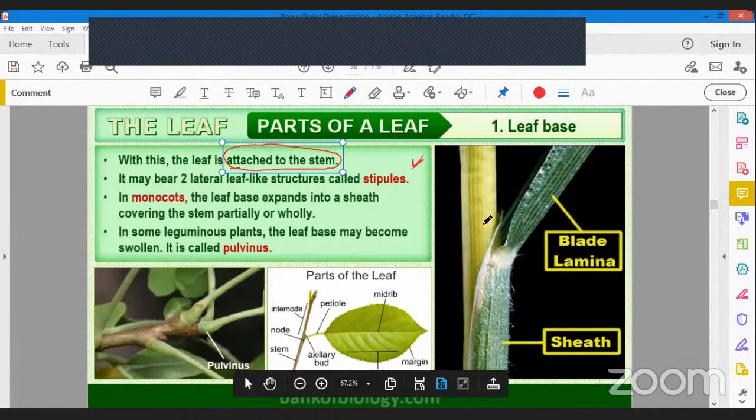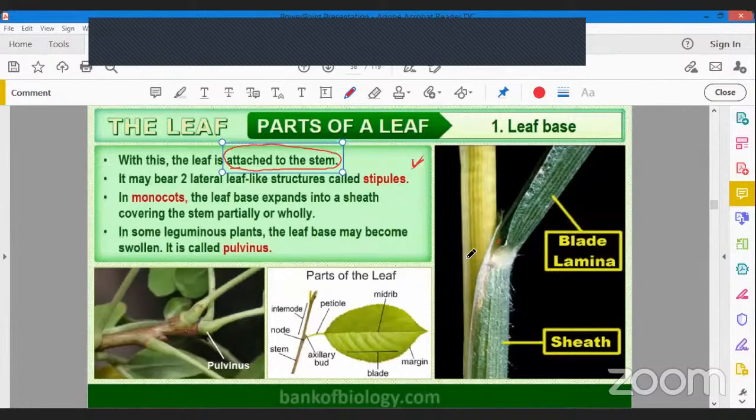Can you see this? So if the stalk is there, it is not just directly coming out. It will cover the stem partially or wholly. Whereas in leguminous plants, okay, like all these grams, the leaf base may be swollen like this, and it is called as pulvinous leaf base. So take it down.